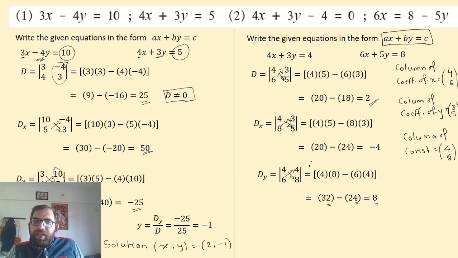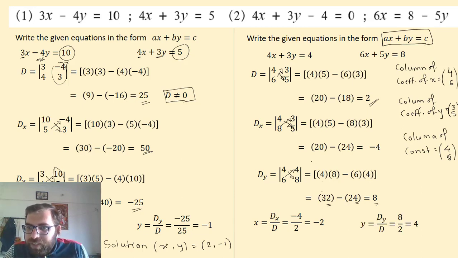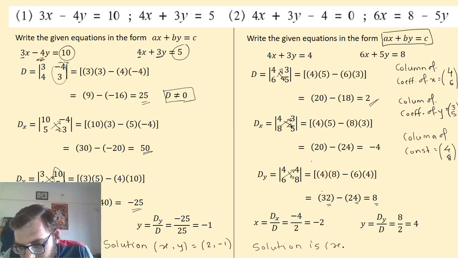So once you have d, dx and dy, you can get the answer as x is equal to dx by d, that is minus 4 by 2 is equal to minus 2, and y is equal to dy by d, which is equal to 8 by 2, which is equal to 4. So our solution is (x, y), which is (minus 2, 4).